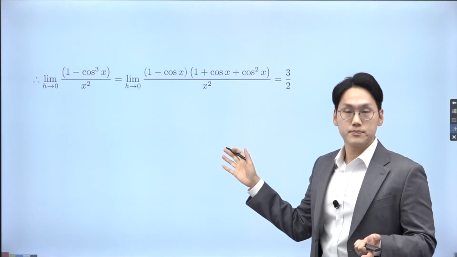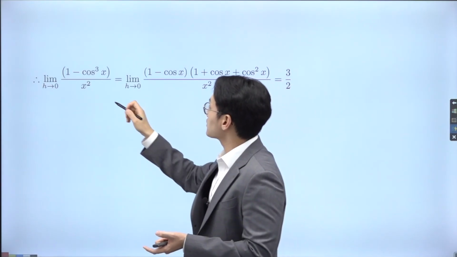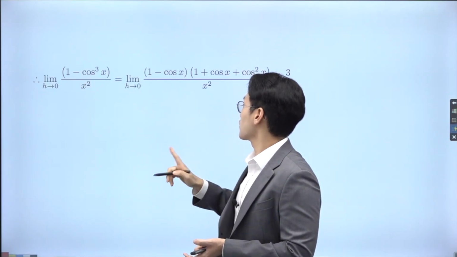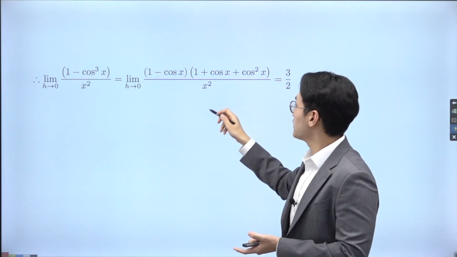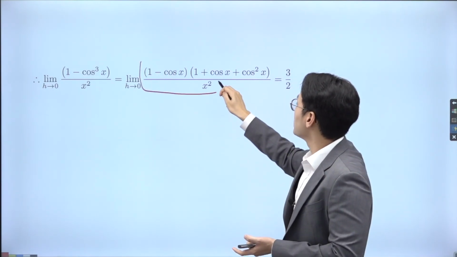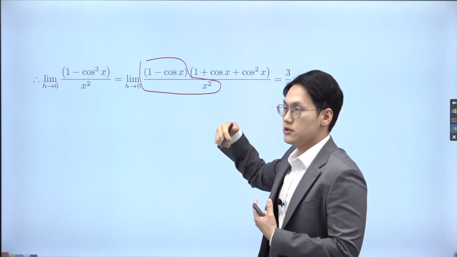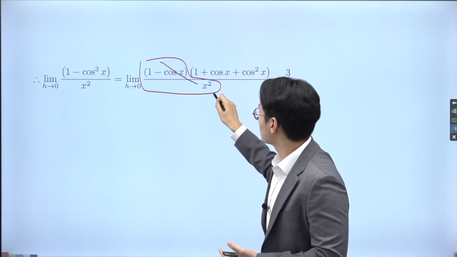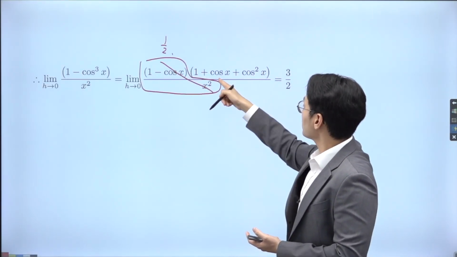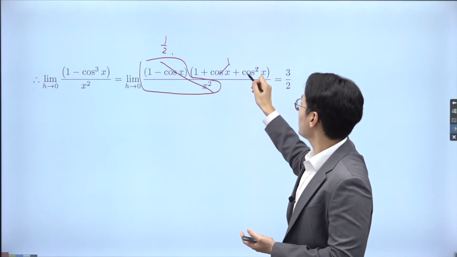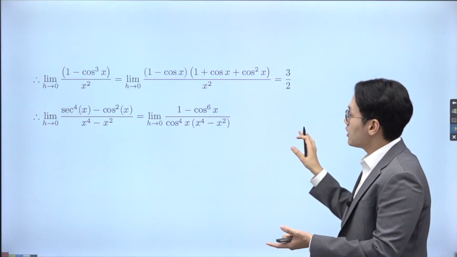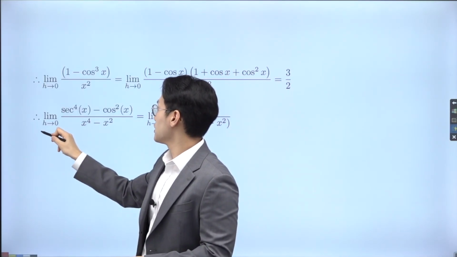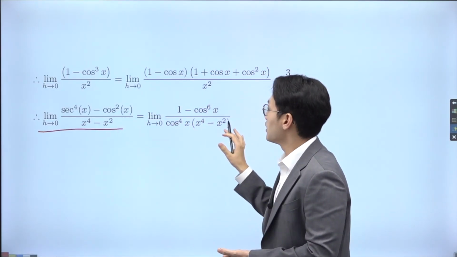Okay, so now let's try to put all the information here. So I got the 1 minus cosine cubed x over x squared, which I tried to do using the difference of cubes, and then we realize this limit, which we just proved using either L'Hopital or without, converges to half. And then the other cosine value, if you put 0, becomes just 1 and 1, so that's just 3, so it becomes 3 over 2. Brilliant, no problem. And now, let's go to the factorization of this limit here.